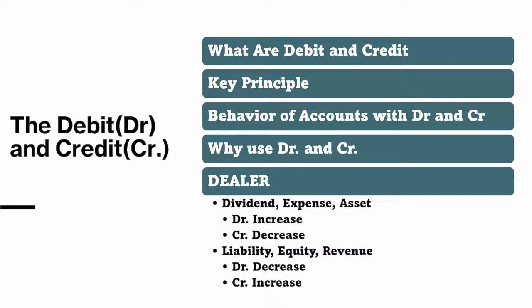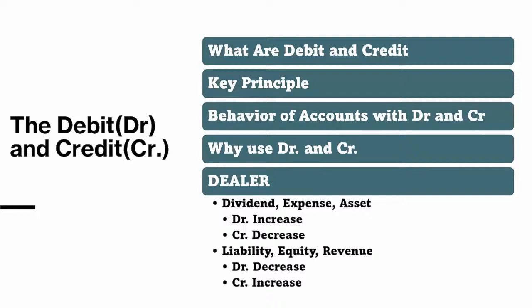4. Revenue accounts, e.g., sales, service income: debit equals decrease, credit equals increase. 5. Expense accounts, e.g., rent expense, utility expense: debit equals increase, credit equals decrease. Let's look at some examples to make this clearer.